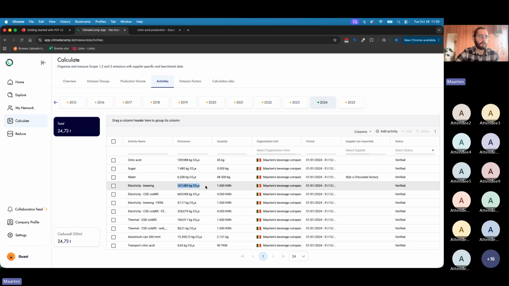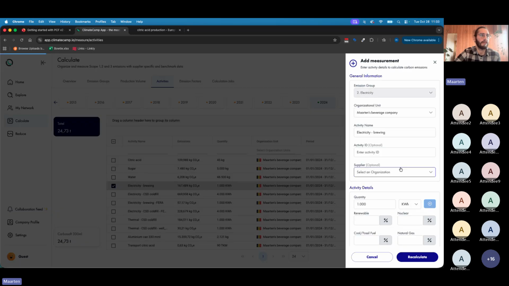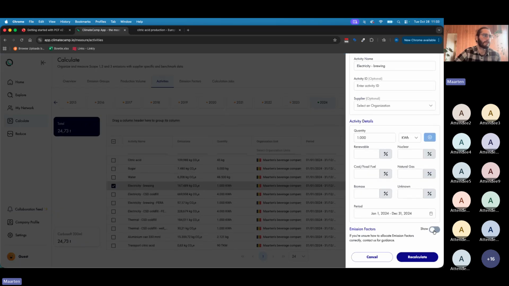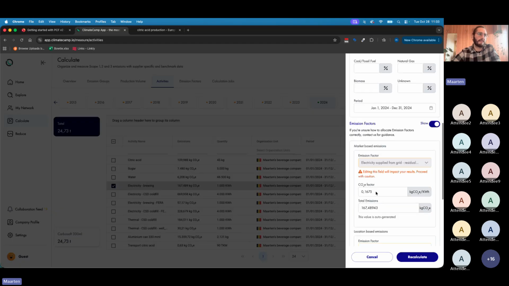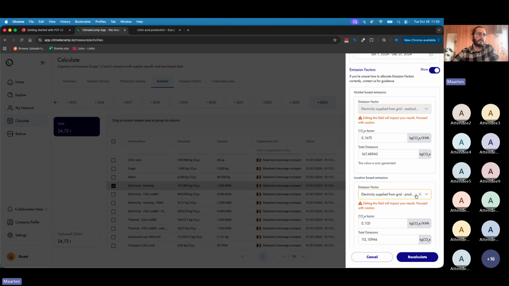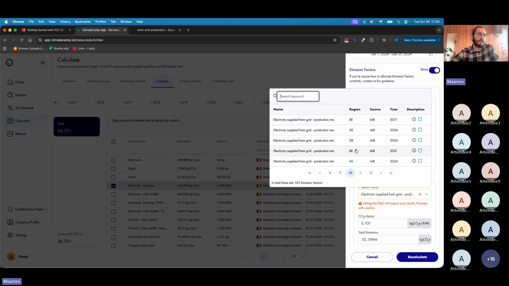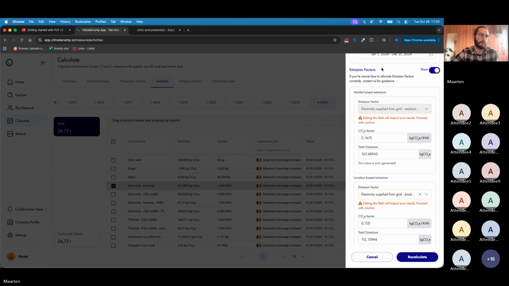Something that is important here as well, you can see if you edit this activity, you can see what emission factor was used. Obviously, we do this automatically, so we check with you if you really know what you're doing to be able to change this. But if you do, you can quickly click this, and then you can see where the emission factor was pulled from. So here it's electricity supplied from the grids, production mix from Belgium in 2021, for example.